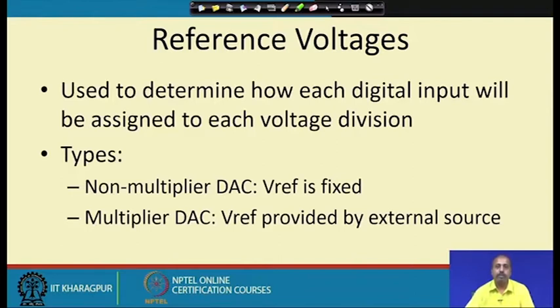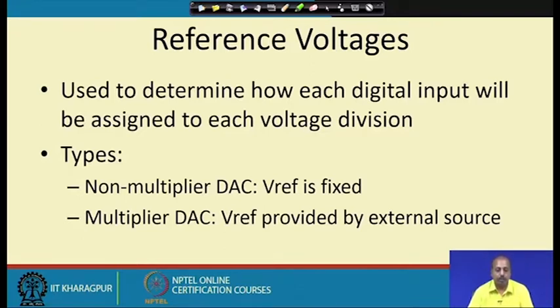So, if your Vref is high enough, then accordingly you will get a significant change with the step size. Okay. So, with each change in the digital count value, you get a significant change in the output, whereas if Vref itself is low, then this change is not that significant. So, that may not be able to activate the actuator that we have at the output of the DAC. So, that may become a problem. It is used to determine how much digital input will be assigned to each voltage division.